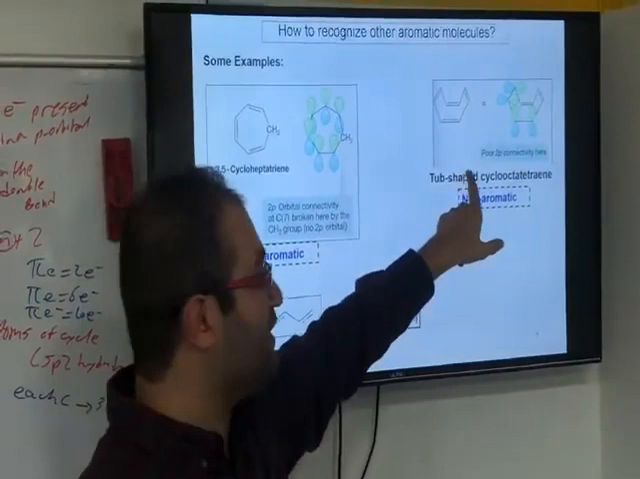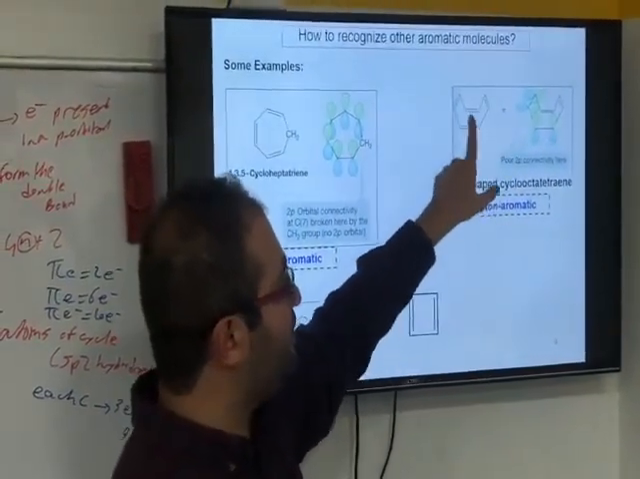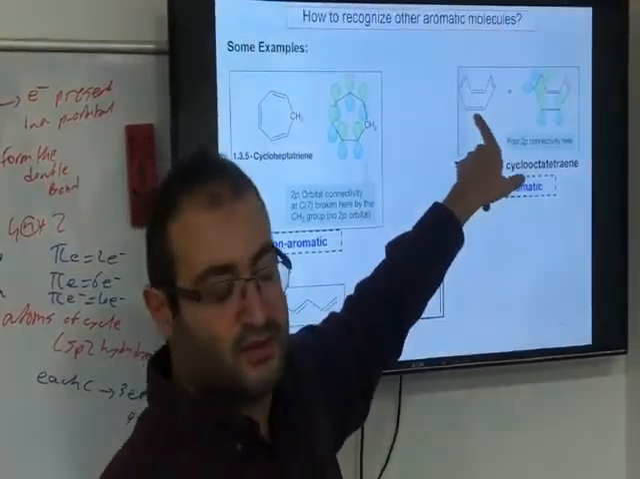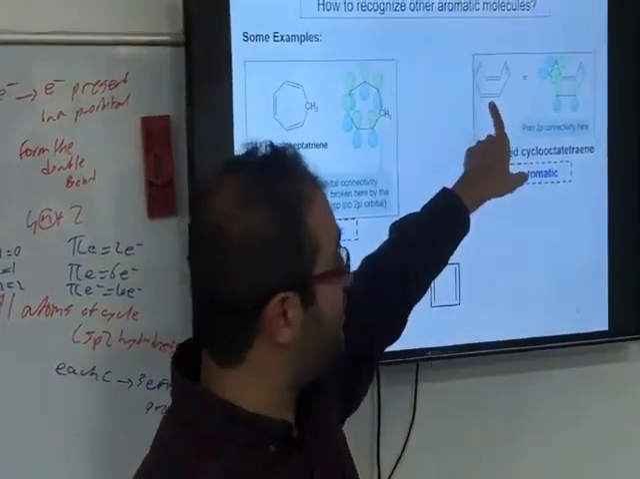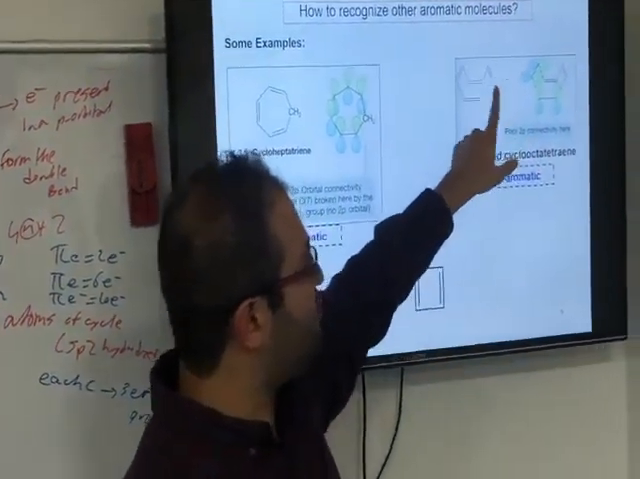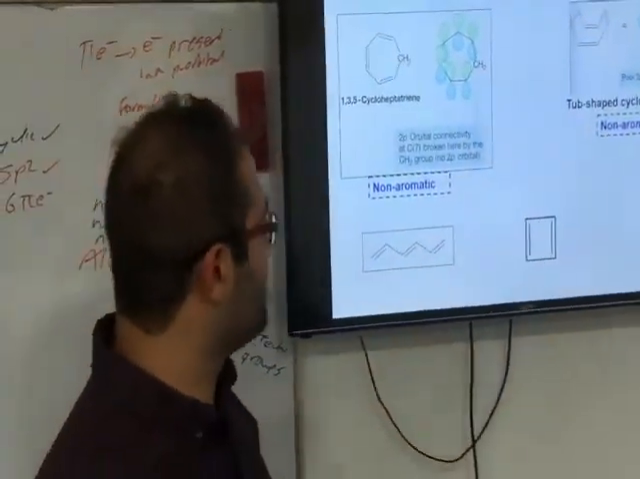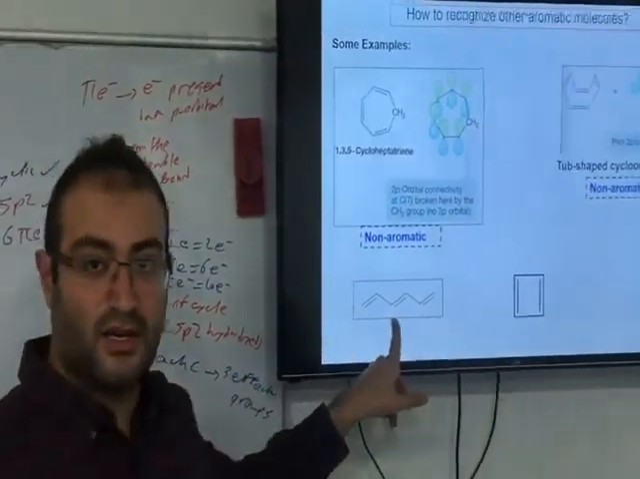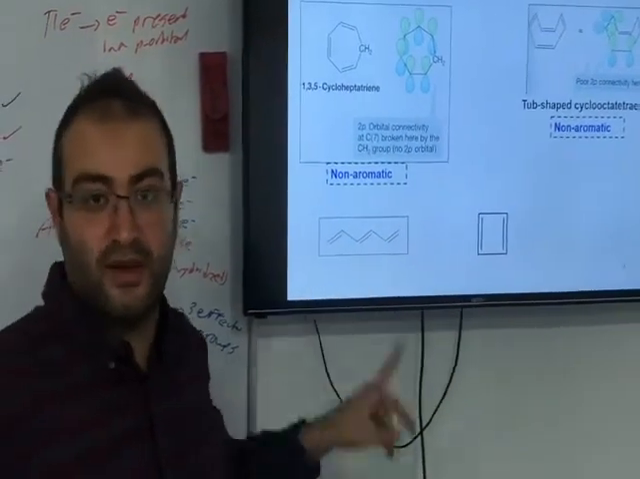Okay? This molecule has a tub shape. From its shape, yes, it's cyclic. Yes, it may be fully conjugated; all the carbons have sp2 hybridization. However, this structure is not aromatic. It's not planar. As you see, it has a tub shape and there will be no effective overlap of the p orbitals. So let's now solve these two examples. This structure is directly not cyclic, so it is not aromatic.